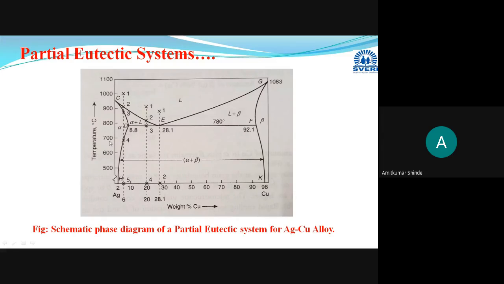That means in total you have to consider five alloys here, and for those five alloys you have to explain the microstructural changes which occur when cooling from the liquid state to room temperature. This part we will try to understand in the next lecture. Okay, we will see that in the next lecture.